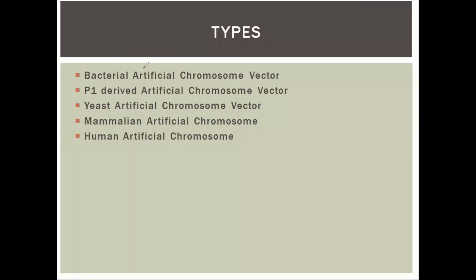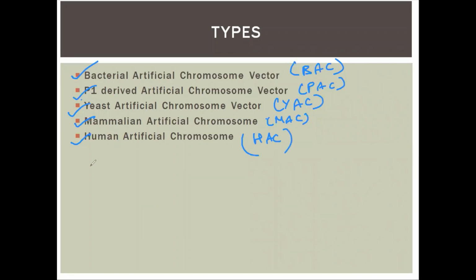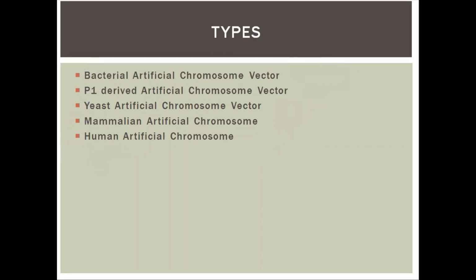Let's learn the types. Artificial chromosome vectors are of different types. Bacterial artificial chromosome, we also call it BAC. P1 derived artificial chromosome, we call it PAC. Yeast artificial chromosome, we call it YAC. And mammalian artificial chromosome, that is MAC, and human artificial chromosome, that is HAC. Mammalian and human artificial chromosomes, we are going to do together. And bacterial, P1 derived and yeast, we will do separately. Great. So let's learn the first one, that is bacterial artificial chromosome.